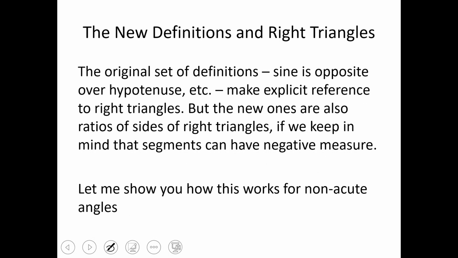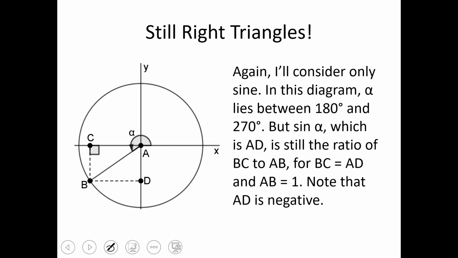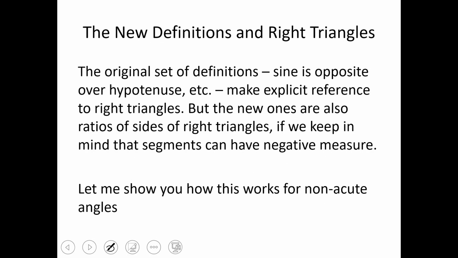So let's make sure that we see this for the case of non-acute angles as well. Let me pop back just a second. We still have right triangles implicit in the new definitions. Now, the new definitions just talk about the length of a segment when we drop those 2 perpendiculars to X and to Y, but there are still right triangles involved. So let's make sure that we're clear about that.